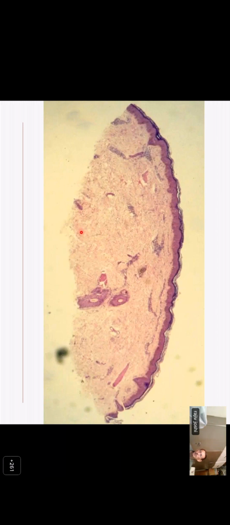So at first, at low power, and these patterns are best seen at low power. So you always start with scanner view, the primary pattern, then go to higher power to look at the nature of the cells or any other specific findings that you can look at, and then put it together. So here, the primary pattern would be perivascular.